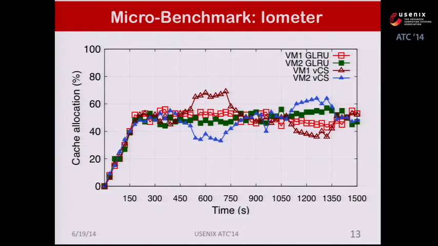The x-axis shows time, and the y-axis shows relative cache allocation in terms of percentage of the total cache space. We have 4 curves here. The hollow bullets are for VM1 and solid for VM2. We compare global LRU, GLRU, with vCacheShare. GLRU is shown with square bullets and vCacheShare with triangles. The 2 VMs both run the same I/O workloads generated by iometer. Therefore, all curves behave pretty much the same at the beginning.